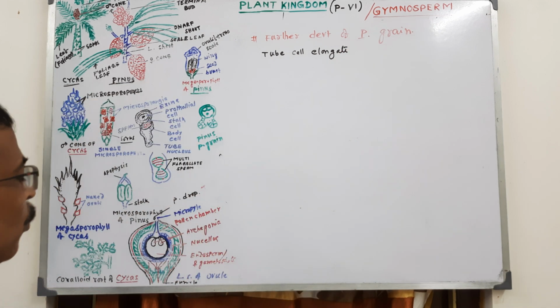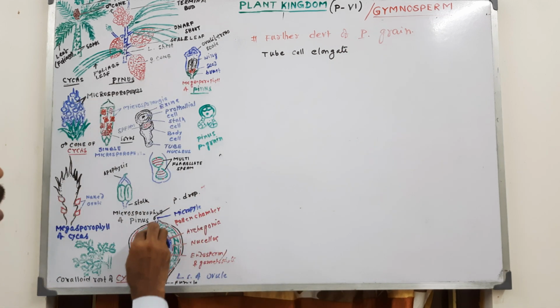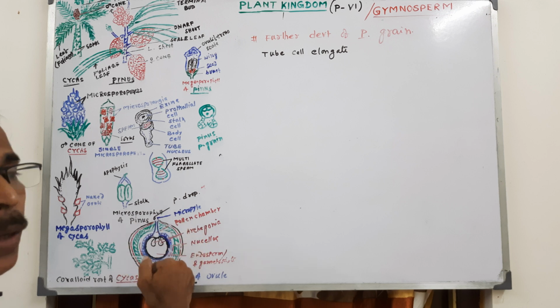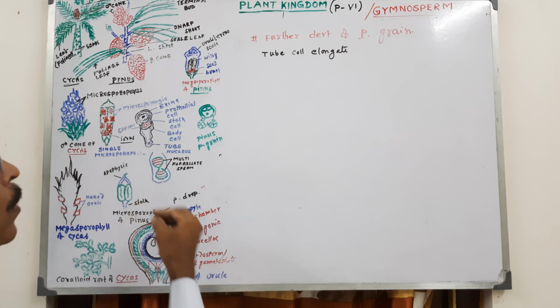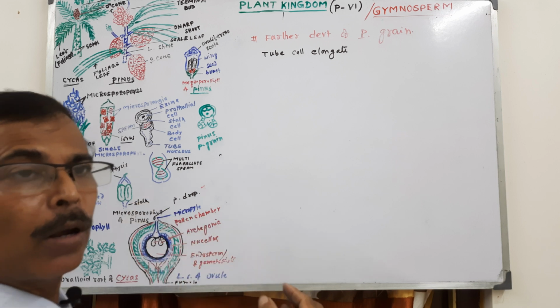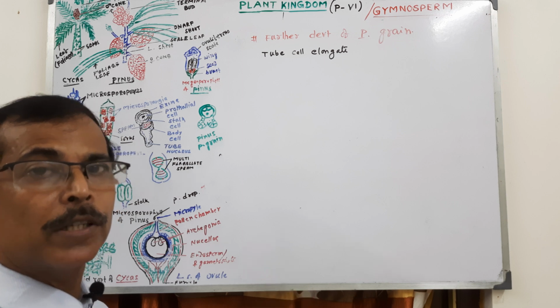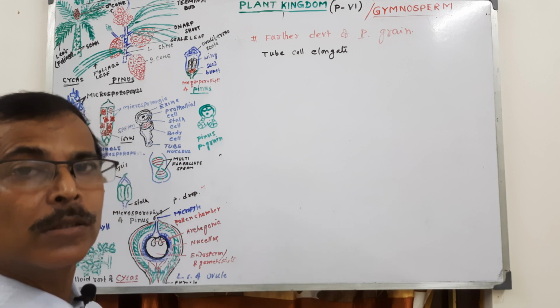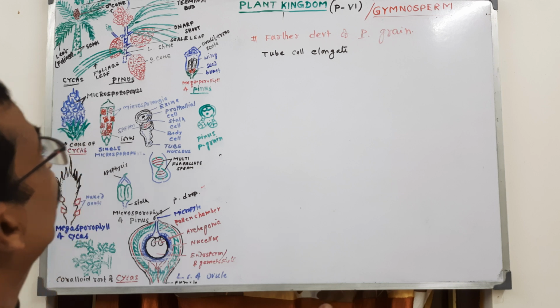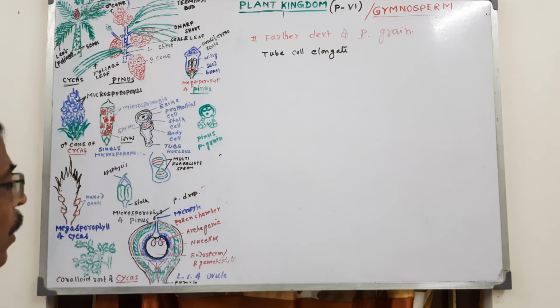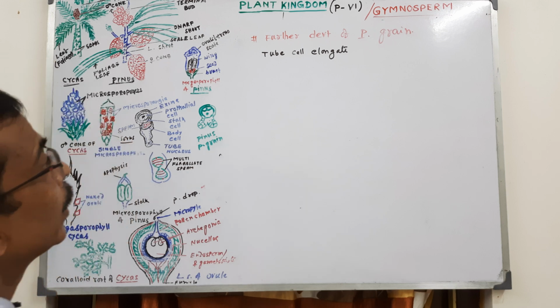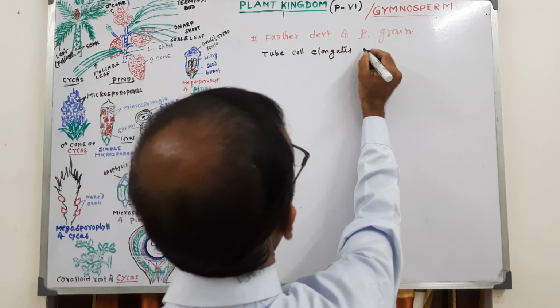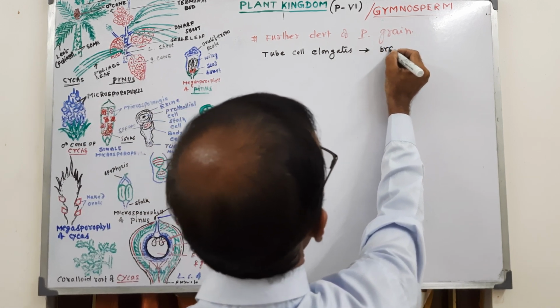But note that after pollination, the further growth may not continue in the case of Pinus, because fertilization takes place about 13 months, about 1 year, later. In other genera, fertilization takes place immediately or a few days later. So the tube cell elongates and forms a branched or unbranched pollen tube.